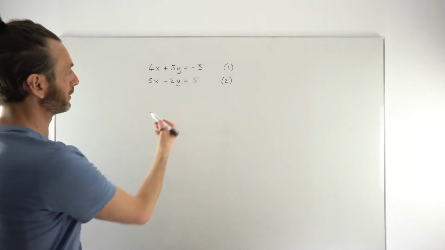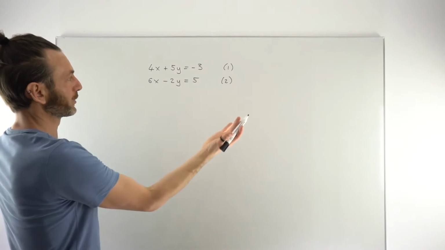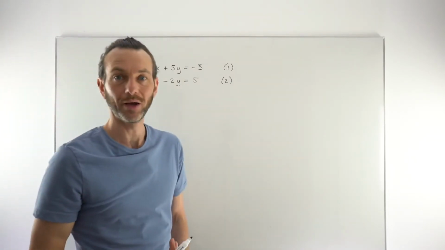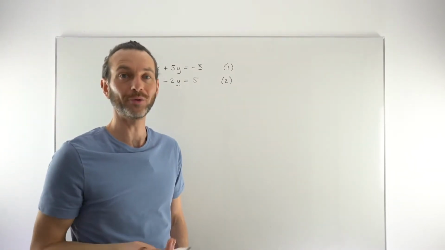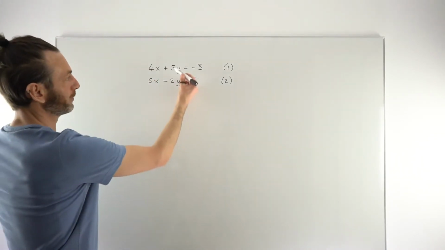So to achieve that, we're going to multiply by the opposite number to get either the x's or the y's matched up. It doesn't matter which you choose, but choose probably, especially in a non-calculator question, the most easy numbers to do the numeracy with. So I think it will be these two.